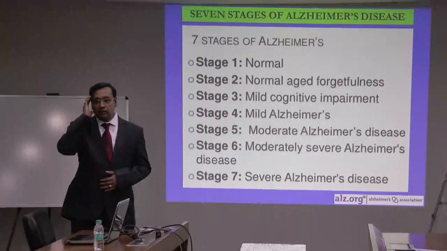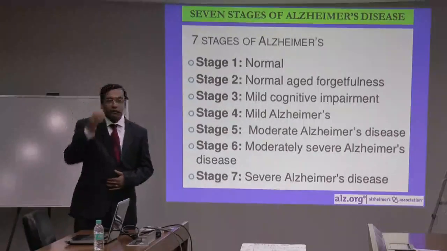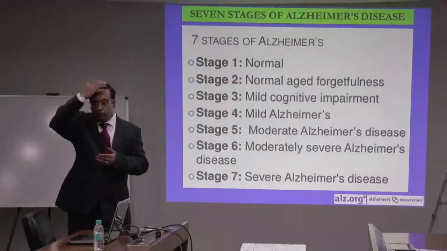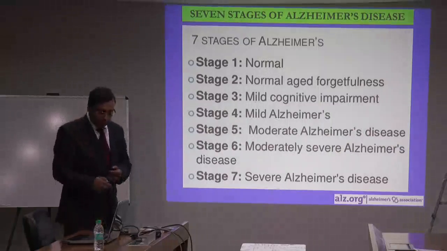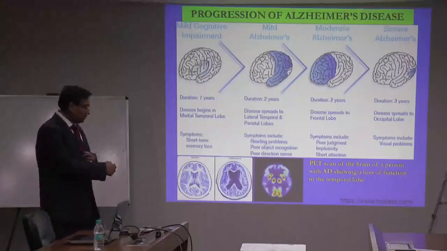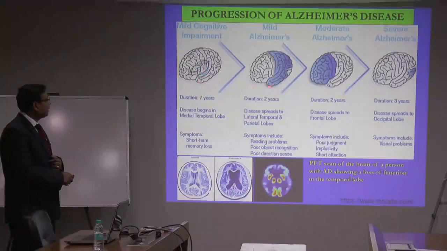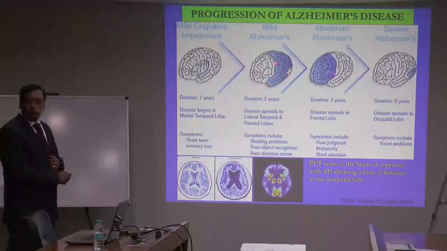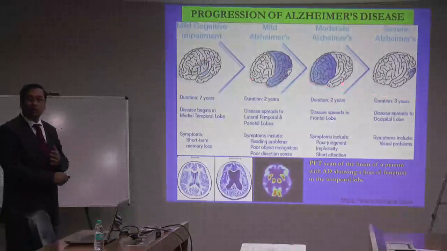the temporal portion. This is the temporal area, and initially it goes to the parietal lobe. After that, when the severity increases, it goes to the frontal lobe, and finally, if it's very severe, to the occipital lobe. So you can see, starting from the temporal area, migrating to the parietal area, then the frontal area, and finally the occipital area. These are 4 different stages, which are divided into 7 parts, depending on the severity of Alzheimer's disease.